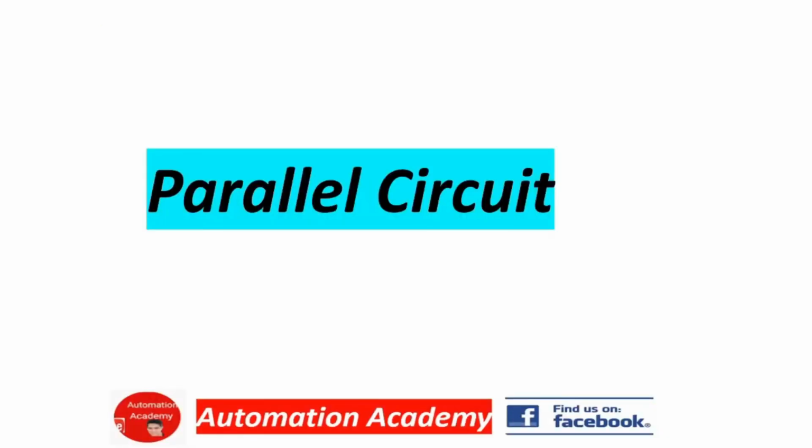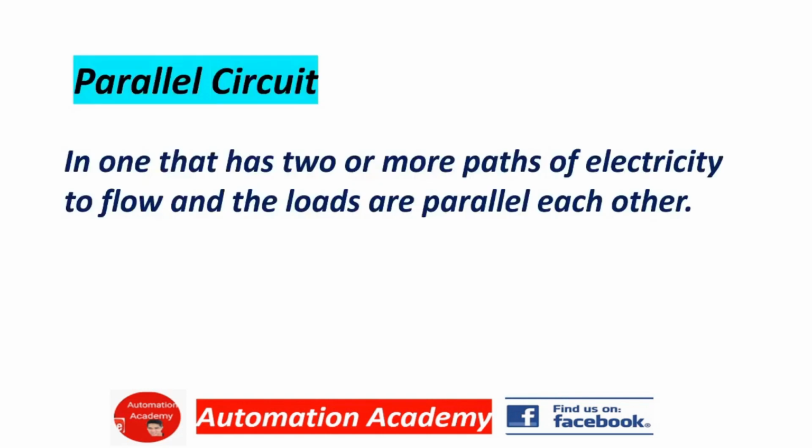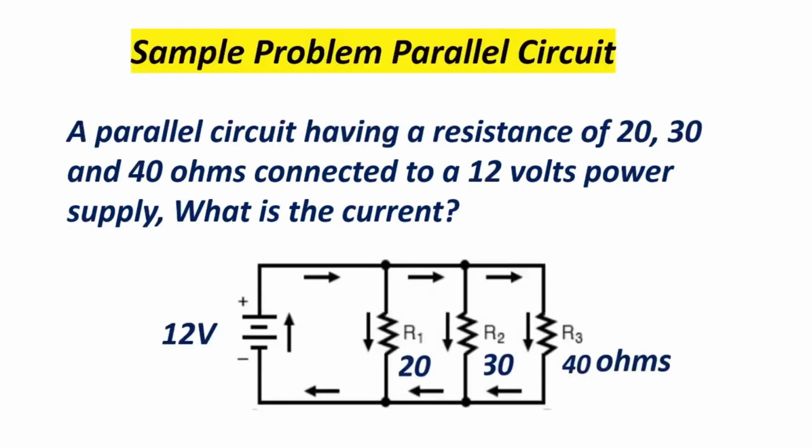Our next topic is parallel circuit. A parallel circuit is one that has two or more paths for electricity to flow and the loads are parallel to each other. And we have a sample problem here for parallel circuit. A parallel circuit having a resistance of 20, 30, and 40 ohms connected to a 12 volts power supply. What is the current?